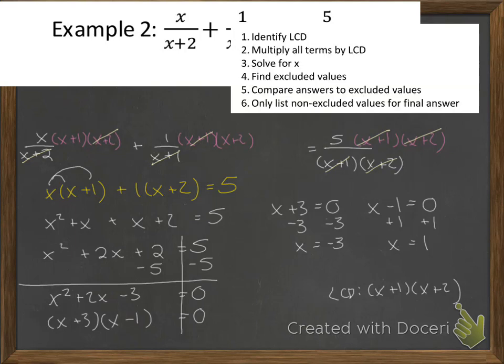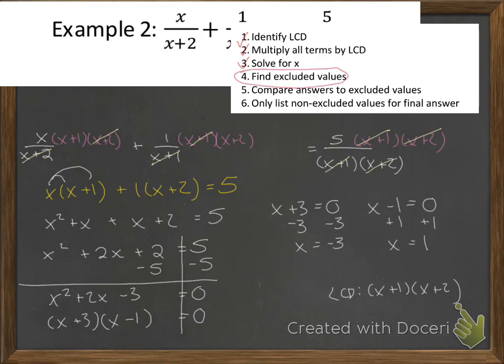Now normally I would be finished. However, you can see I pasted this list of steps here, right? We identified the LCD, we multiplied everything by the LCD, we solved for x, right? We're only halfway done. And why is that? Well, this problem has what are called excluded values.